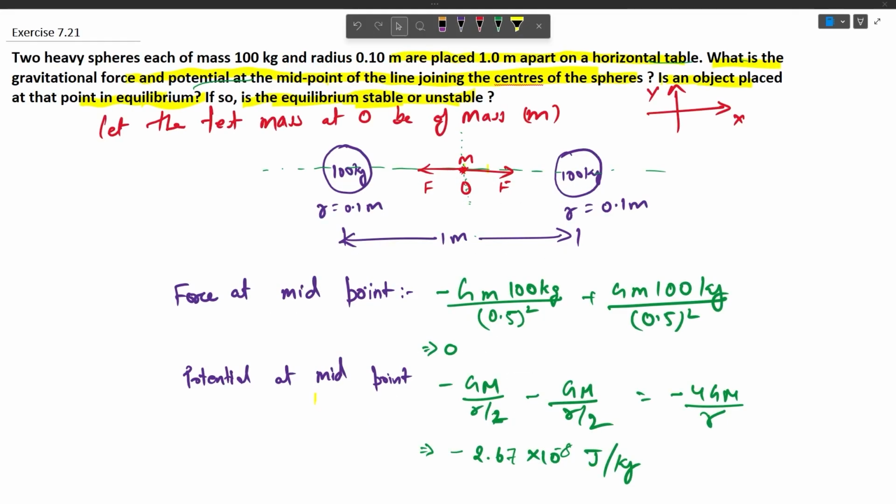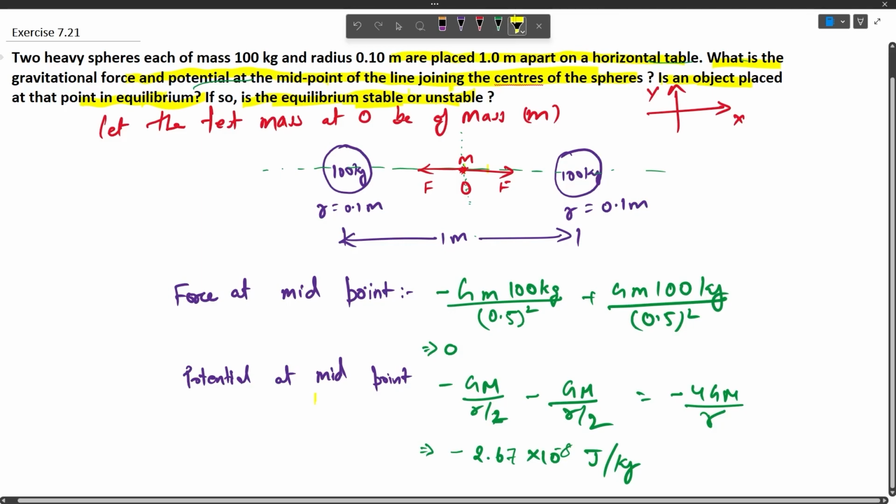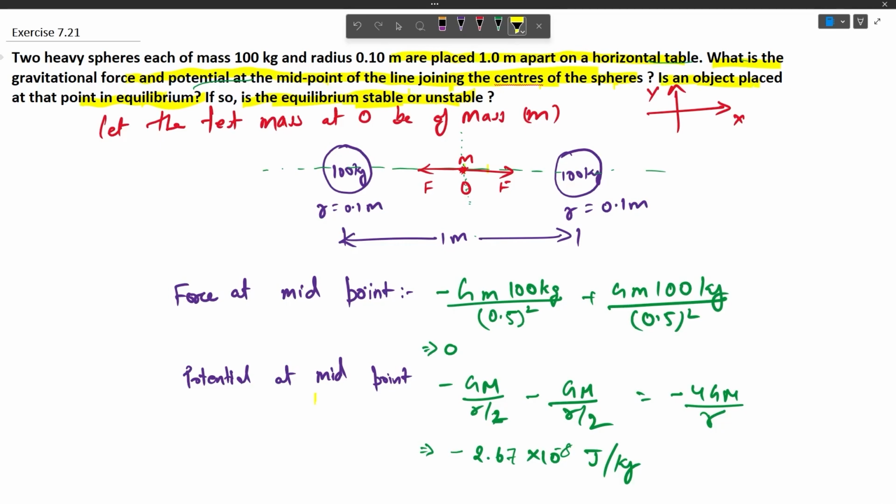The question says that two heavy spheres, each of mass 100 kg and radius 0.10 meter, are placed 1 meter apart on a horizontal table. What is the gravitational force and potential at the midpoint of the line joining the centers of the spheres? Is an object placed at the point in equilibrium? If so, is the equilibrium stable or unstable?